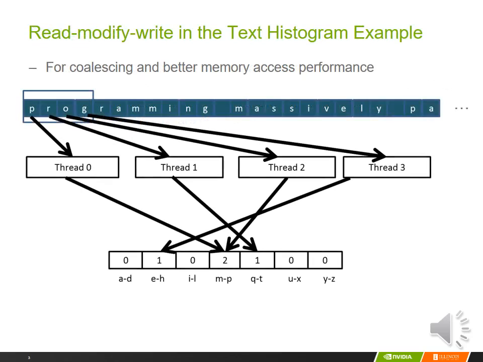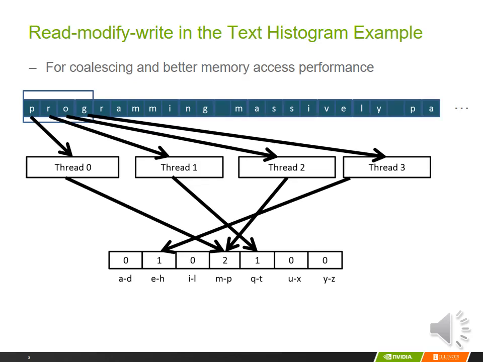This slide reviews the first iteration of the thread execution in our text histogram example. We see that all the threads will be reading the first character of their input partition and increment the appropriate bin counter value. This is done by reading the original bin counter value, adding 1 to it, and writing back into that location. So this is referred to as a read, modify, write operation.